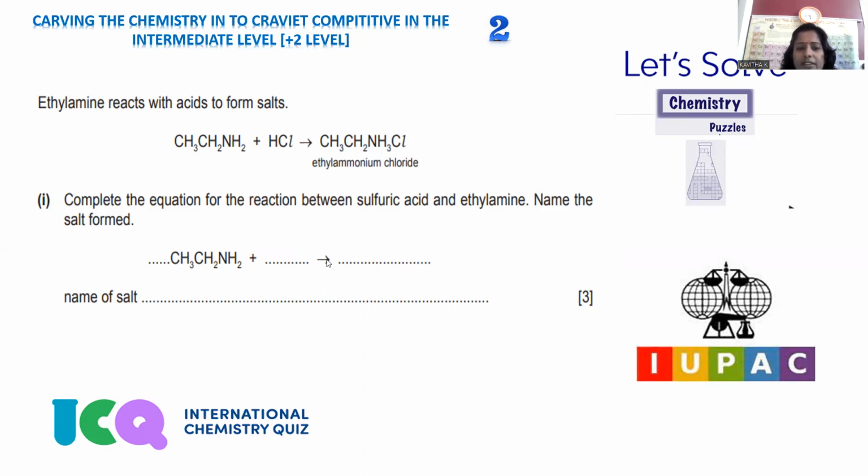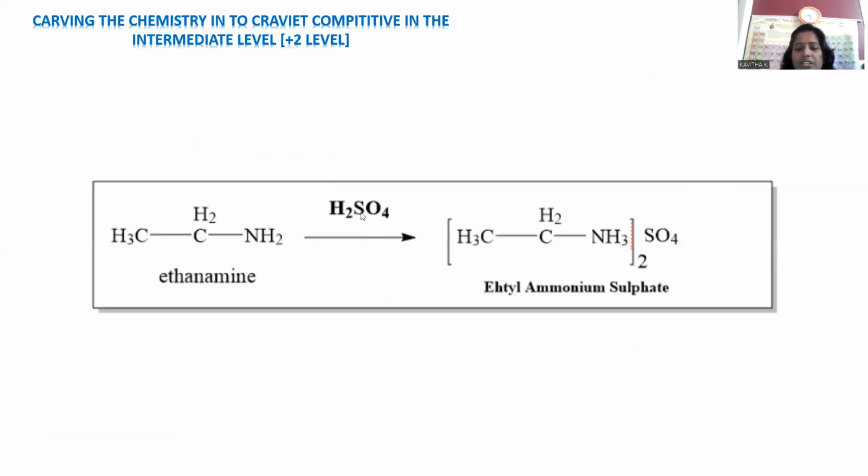This is the specimen reaction in order to solve the second equation. The question is given as ethanamine upon treating with sulfuric acid. Sulfuric acid will be the reagent here. What will be the product formed? The name of the salt we have to mention. So for that purpose, ethanamine is treated with sulfuric acid. Sulfuric acid is the acid used to be treated with this one. Protonation gives rise to ethyl ammonium.